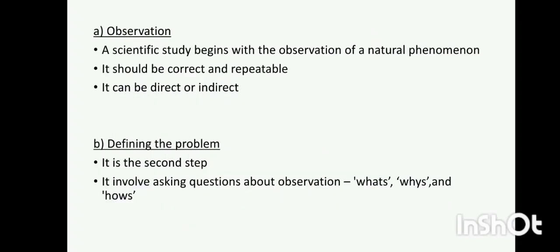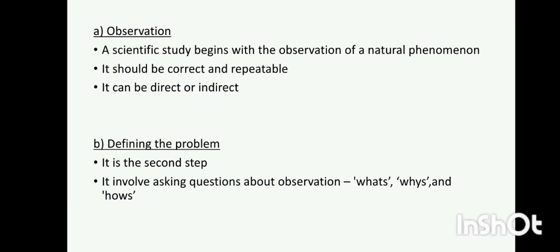Observation. A scientific study begins with the observation of a natural phenomenon which arouses the curiosity of the observer. The observation should be correct and repeatable. A scientific observation becomes acceptable only when it is repeated by a number of persons. Observations can be direct, using our sense organs, or indirect, with the help of instruments.